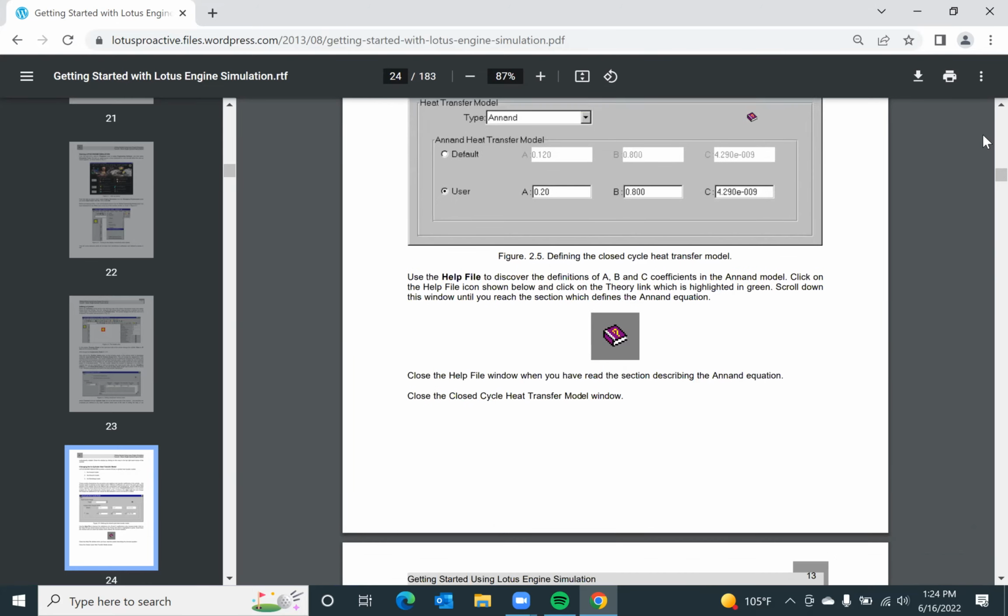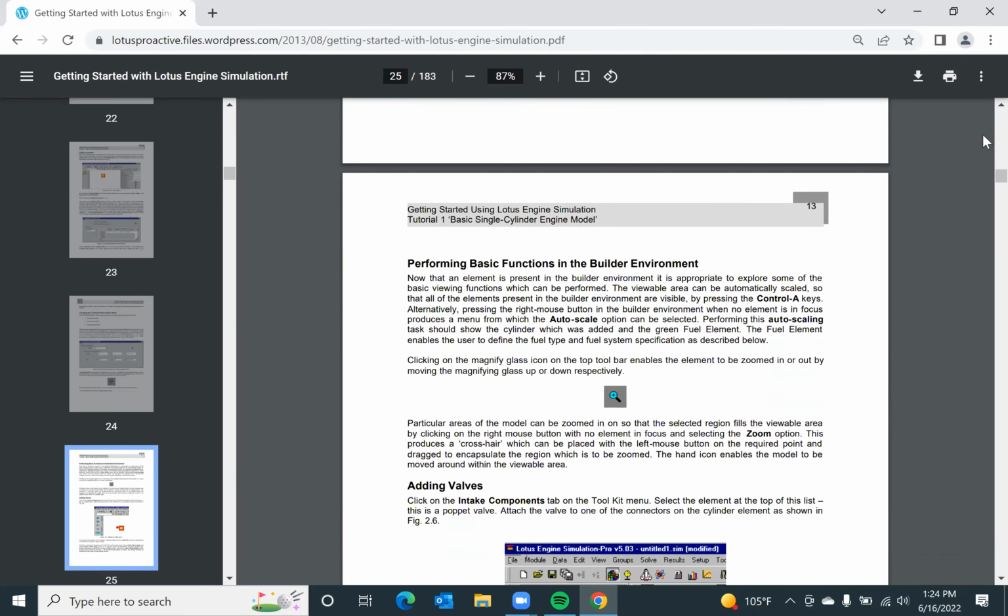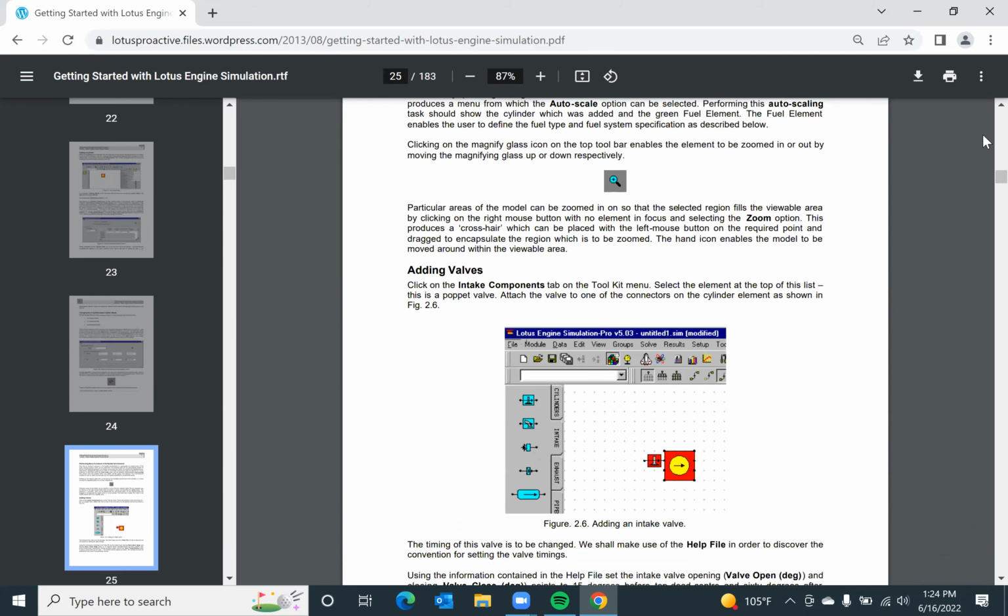Then if you go down, what you do is you want to add an intake valve. So you would add an intake valve and then you have to specify the properties of the intake valve.